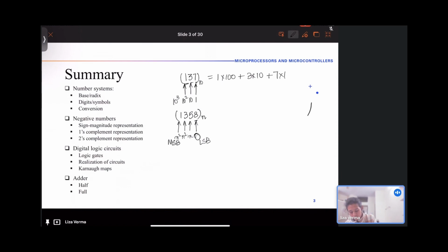So this number, the way we intuitively understand numbers, would be 8 times 1 plus 5 times n plus 3 times n square plus 1 times n cube, right? So this is a number system with base n. We can call it base or radix, it doesn't matter.